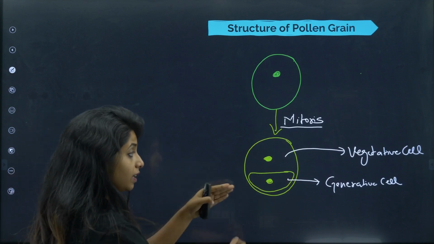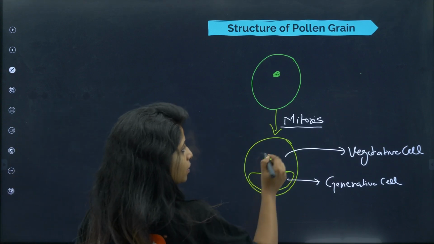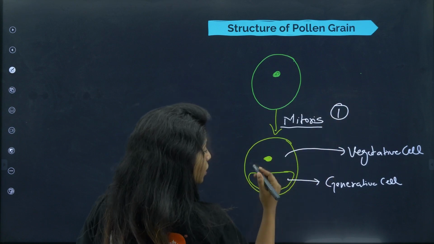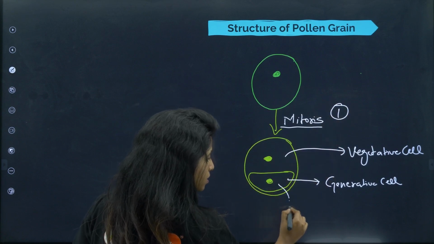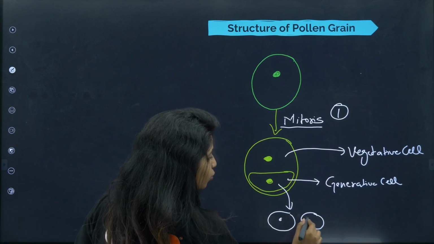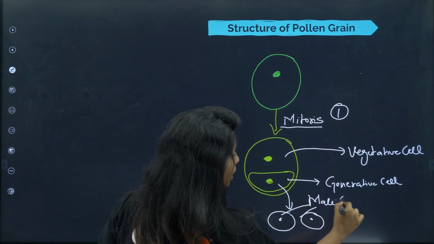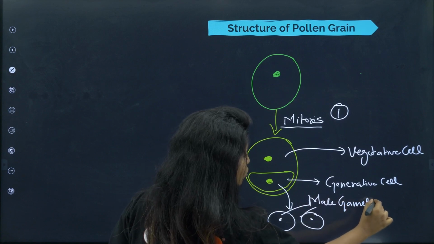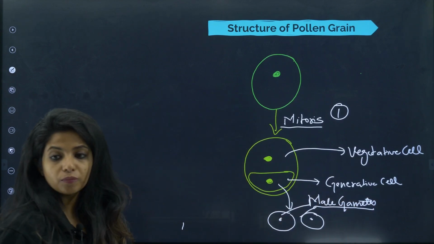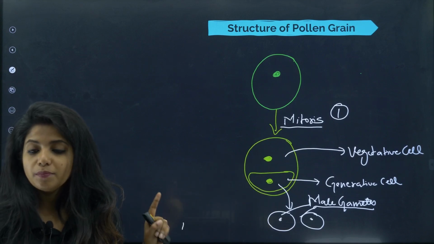So when the next mitosis happens, this is the first mitosis that happened. Now there will be one more mitosis that happens, where you get two cells, and these two will be what, children? Both of them together will be known as what? Male gametes. So you have two male gametes formed from one particular pollen.